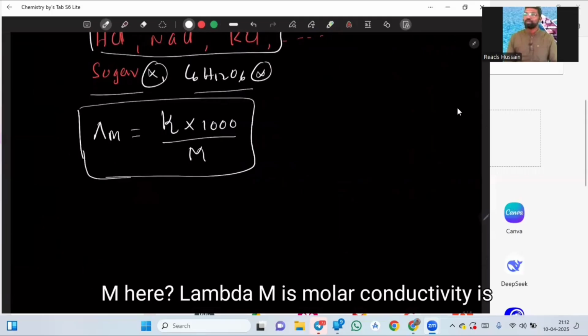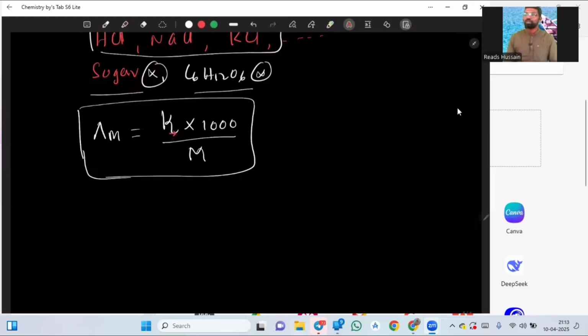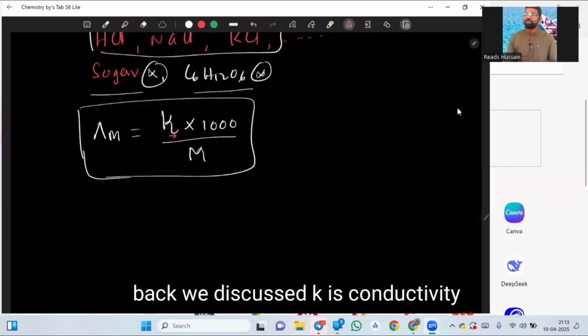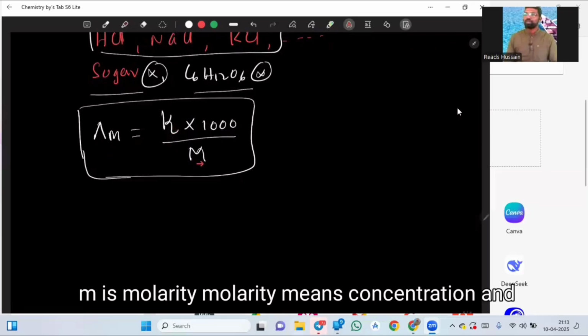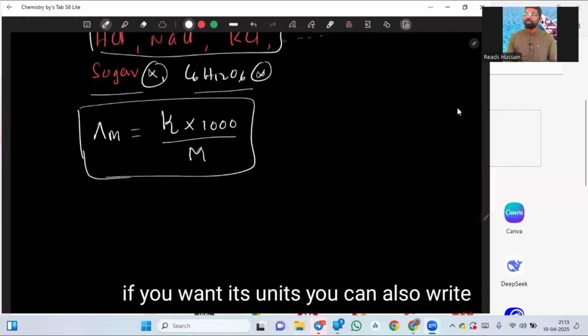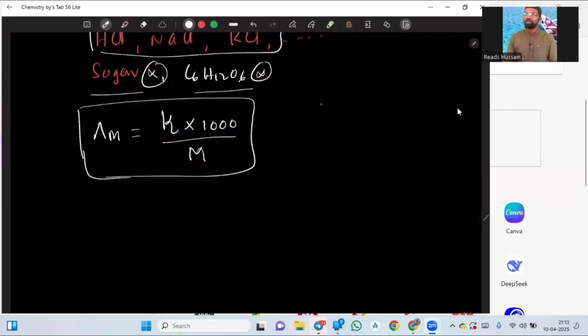What is lambda m here? Lambda m is molar conductivity. K is conductivity or specific conductance. Just a few minutes back we discussed. K is conductivity. M is molarity. Molarity means concentration. And if you want its units, you can also write units. Units for K, already you have written, per mole.